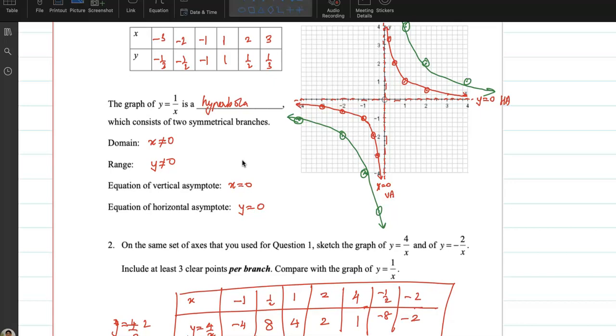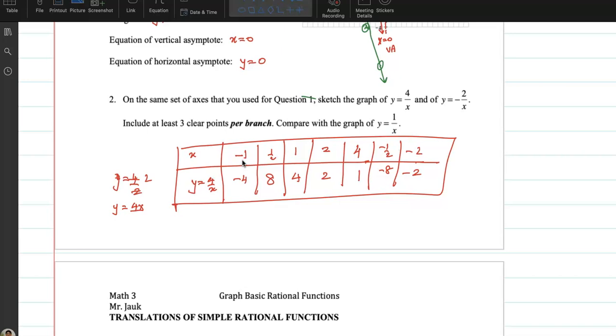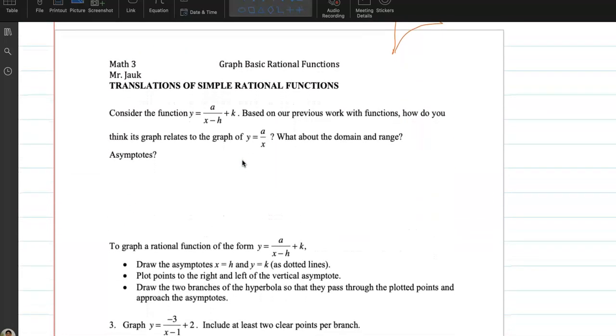Minus 2 over x. What will you do for minus 2 over x? There will be a flip over the x-axis. Basically it's the same thing, so you write all the x values, but it will come here and here. And you'll figure that out by plugging in the points.